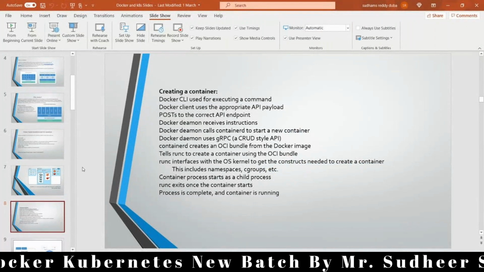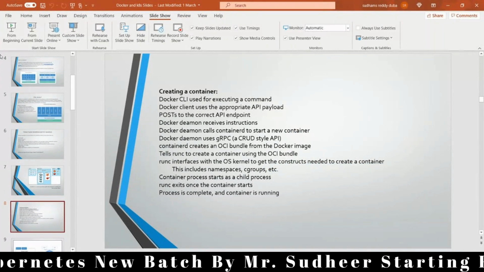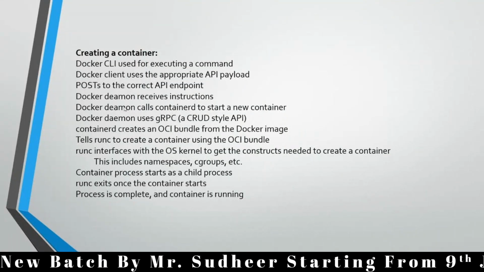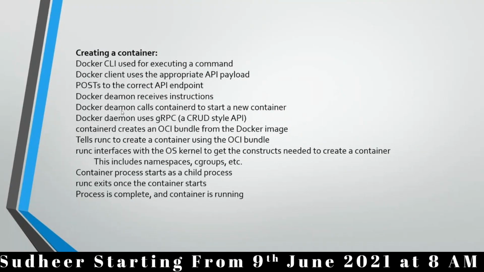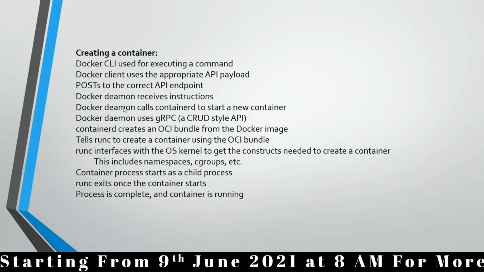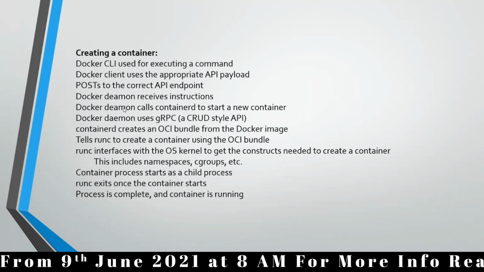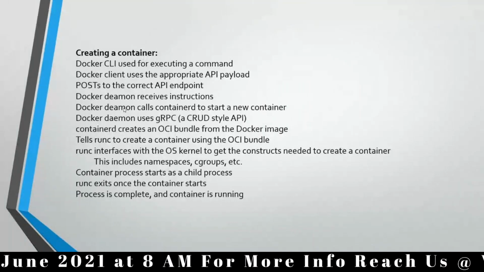So now, once containerd has received the information from the Docker daemon, how will it pass the information from the Docker daemon to containerd? I have to pass the information, right? How will you pass it? That is called a gRPC call.